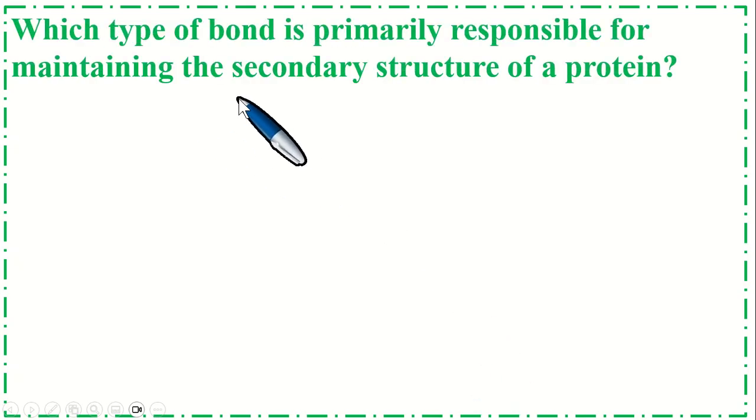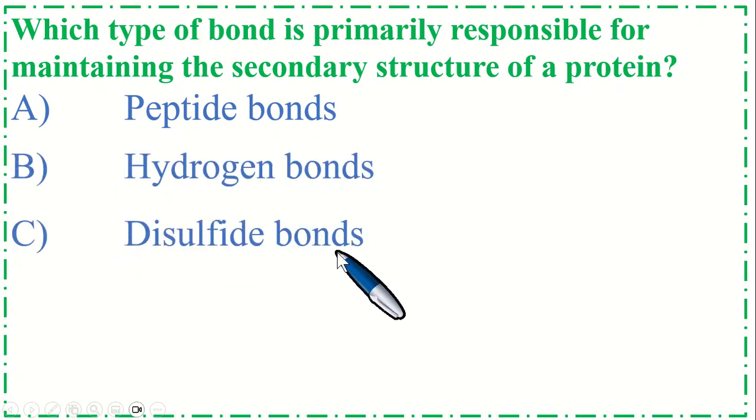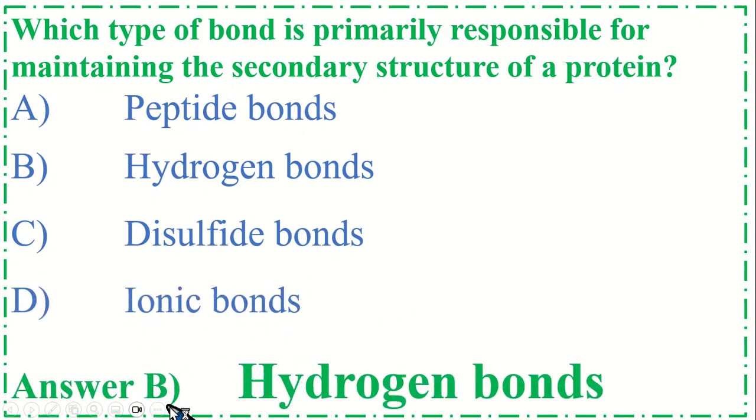So this is a very important MCQ. Which type of bond is primarily responsible for maintaining the secondary structure of the protein? Option A, peptide bonds, B, hydrogen bonds, C, disulfide bonds, and option D, ionic bonds. So the correct option is B, hydrogen bonds.